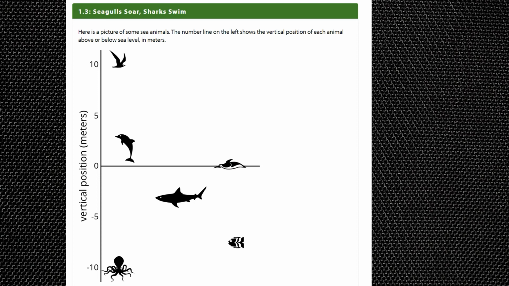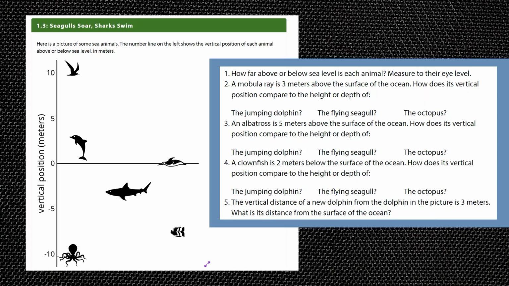So, for example, in this IM lesson, which is from grade 7, Unit 5, Lesson 1, you could decide to reduce the number of problems that you include in a certain activity. In activity 1.3, seagulls soar, sharks swim, there are 5 different questions within this activity. Now, in this case, we're not eliminating this activity. We're still going to do the activity, but we might decide to reduce the number of questions in order to have more time to have more in-depth conversation about a few of them.